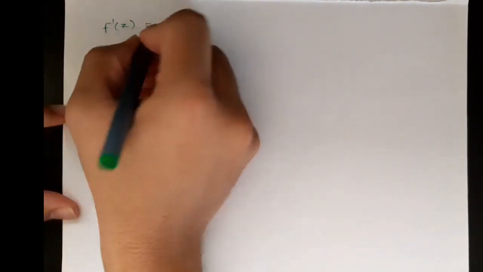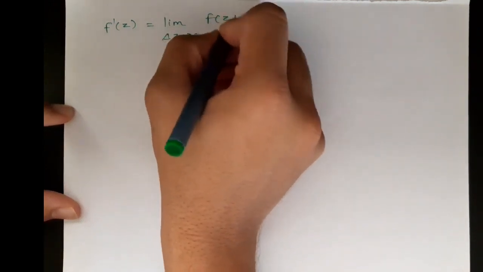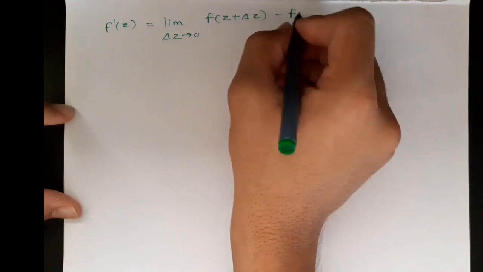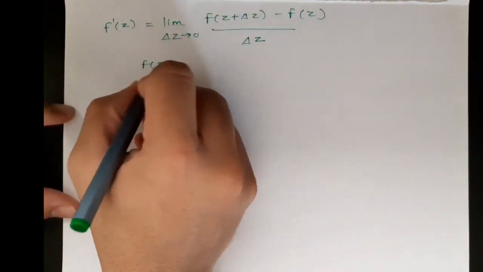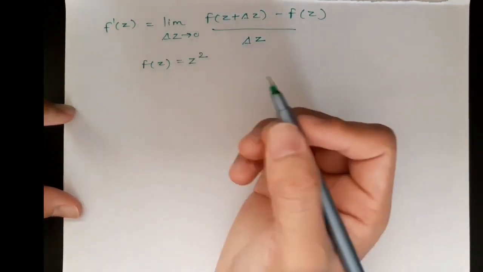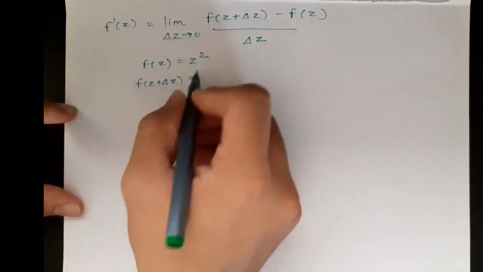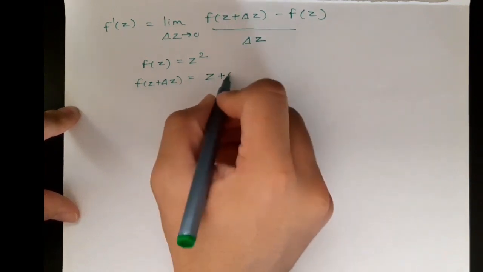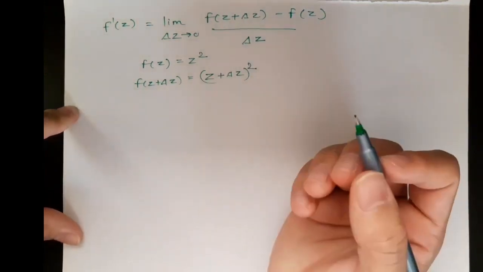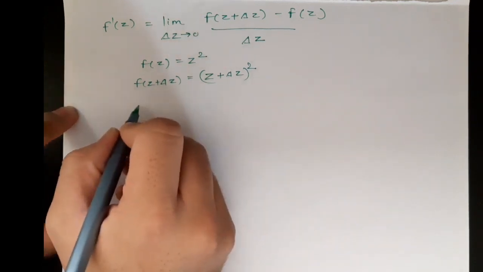we can write f dash z is equals to limit delta z tends to 0 f of z plus delta z minus f of z upon delta z. So we have f of z equals to z square. Okay, so f of z plus delta z will be what? Just we have to write z plus delta z in place of this z. So z plus delta z the whole square. Okay, and we will substitute the value.